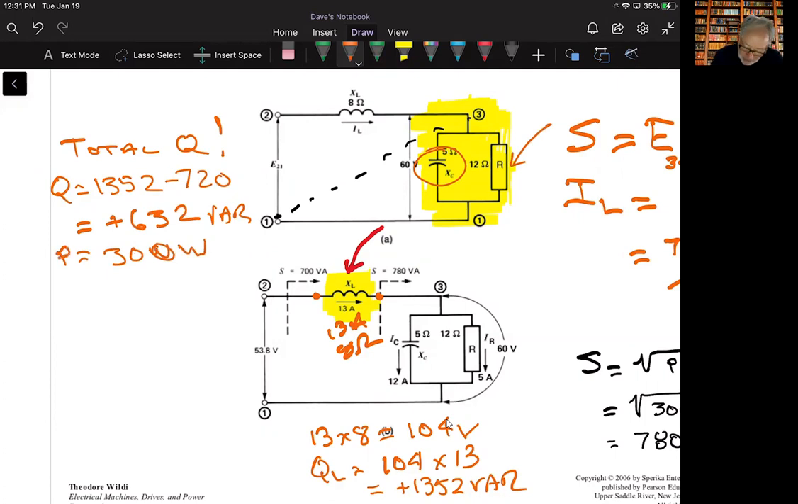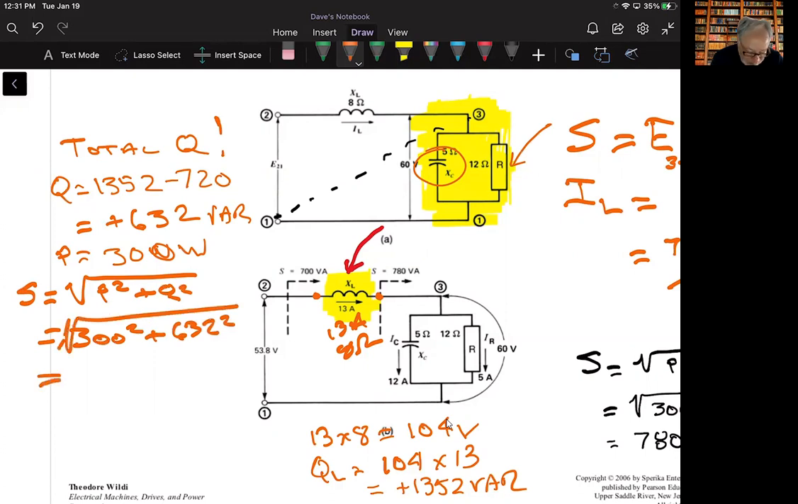And so now we can determine the total circuit apparent power by saying S is equal to the square root of P squared plus Q squared, 300 squared plus 632 squared, square root of that, and I come out with 700 volt amps, which is the total apparent power for this circuit that we're looking at. Okay, now let me clean this up a little bit and we'll finish it.